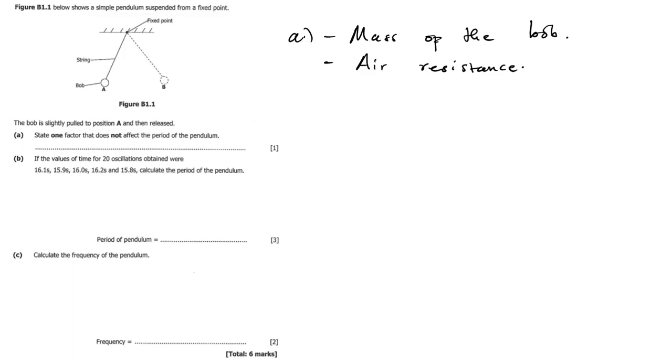Now moving on to B, it says if the values of time for 20 oscillations obtained were as follows, which is 16.1, 15.9, 16, 16.2, and 15.8. Calculate the period of the pendulum.